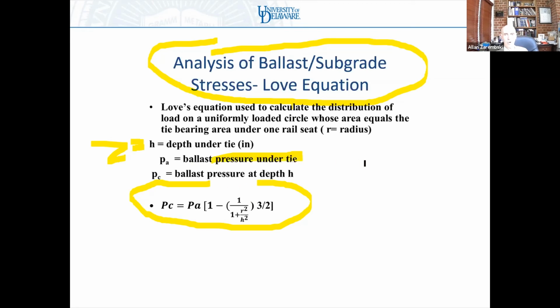So in this particular equation, it's basically replacing a rectangular tie with a plate of equivalent area, calculating the radius of that plate, and then using this equation to calculate the bearing pressure.